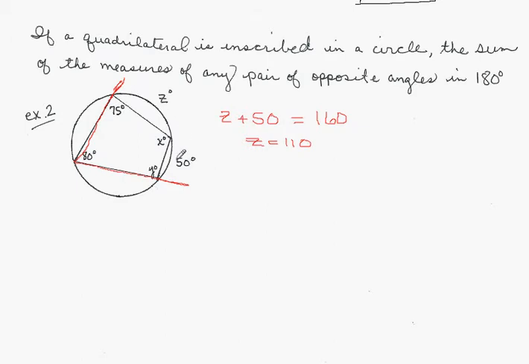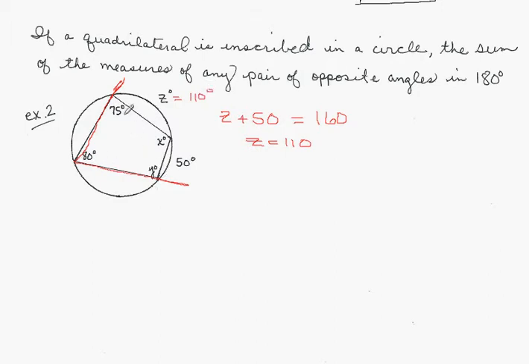See, it's an intercepted arc. This is going to be twice the angle. So that's why I did 2 times 80 is 160. So we have this is 160. Both of these together, so z is 110. Now let's try to find these.